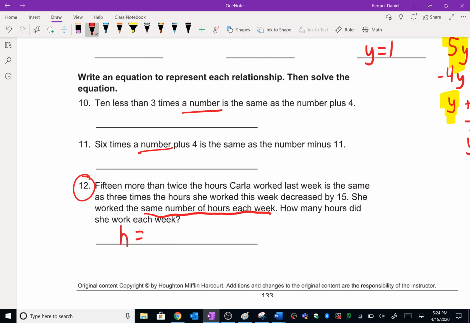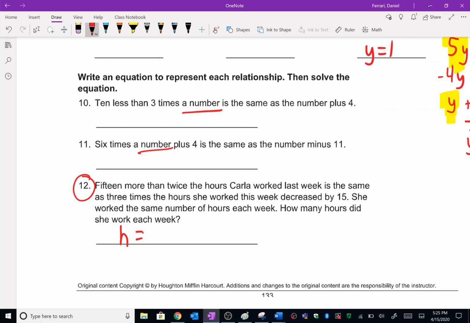Because if she worked a different number of hours last week and this week, we wouldn't have any way to connect them. Okay? But now we know that it's going to be represented by the same variable, which I'm picking h because it's the number of hours. Okay, so we're going to take these two statements and we're going to turn them into the left and the right side of our equation. So we're going to have last week be the left side of our equation, and we're going to have the current week, this week, be the right side of our equation.